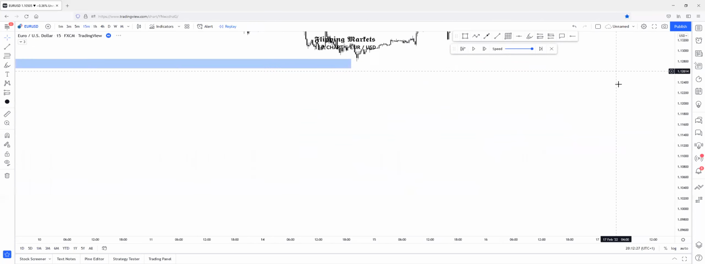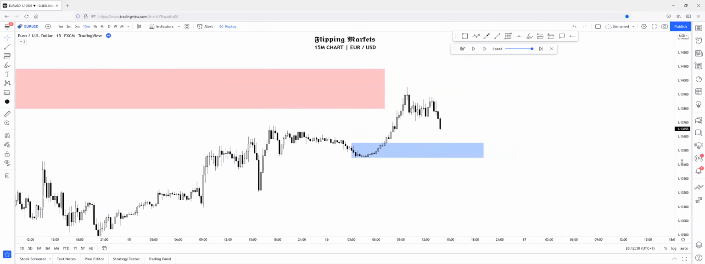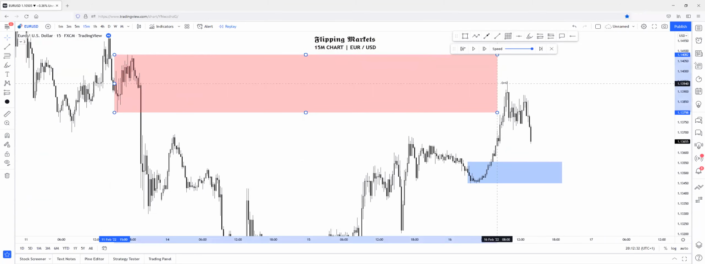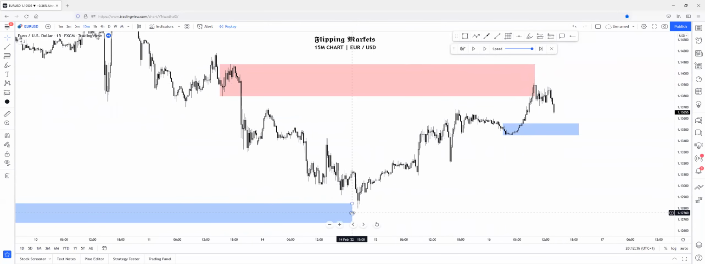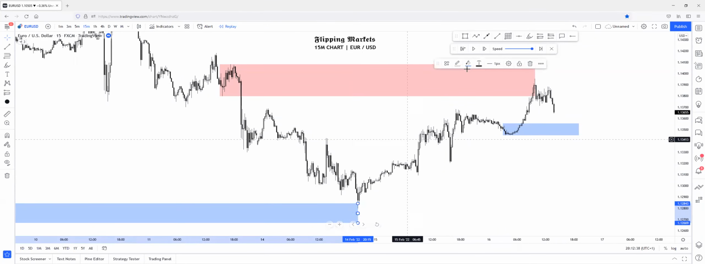Let's switch to the 15-minute chart, because that's all about the 4-hour chart. What can we actually see in the 15-minute chart? And we just extend this zone. We can see that price changed character here at the bottom after reacting on a demand zone.